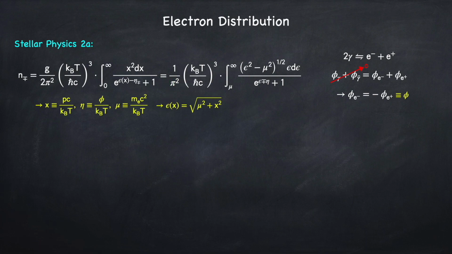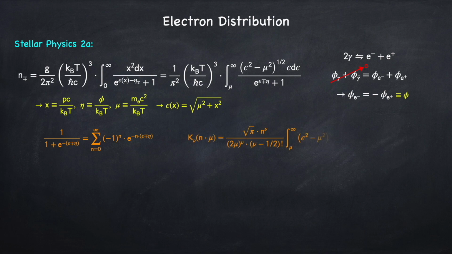Now to evaluate this integral, I'm going to make use of two mathematical identities. The first one is that this fraction 1 over 1 plus e raised to the negative some quantity is equal to this infinite sum. The second one is this definition of what's called a modified Bessel function. So K signifies the modified Bessel function. There are different degrees of modified Bessel functions, and that's what nu represents. So nu is the degree or the order of the modified Bessel function. And this is the definition, or a definition, of the modified Bessel function. So if you squint your eyes a little bit at our integral, you can see how these two identities are going to come into play.